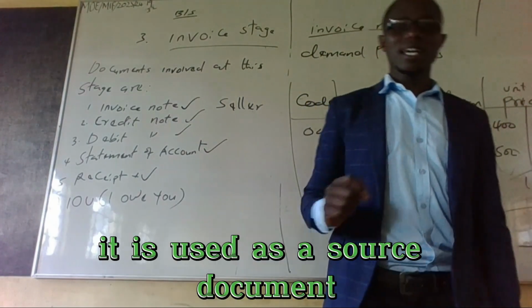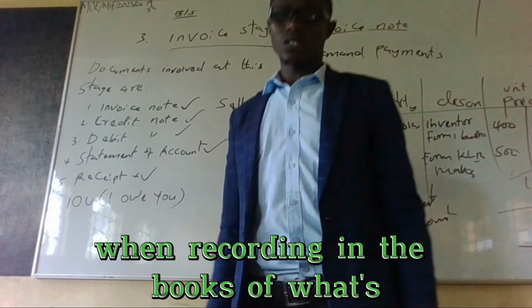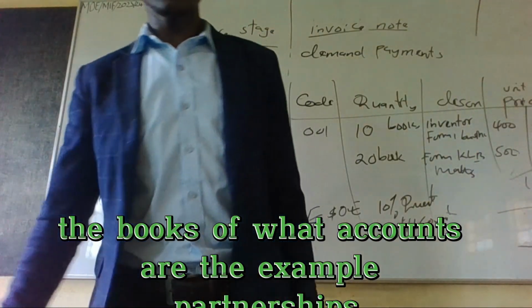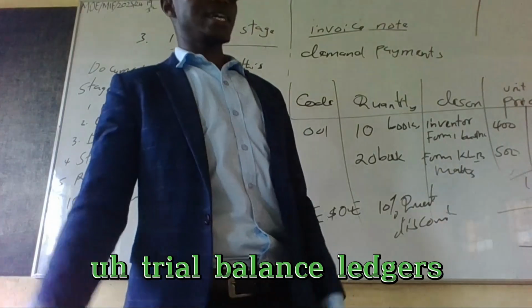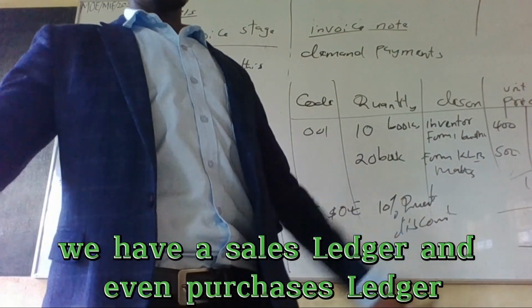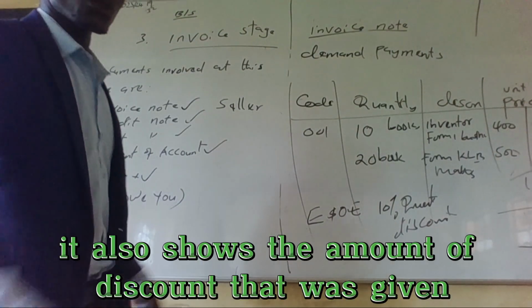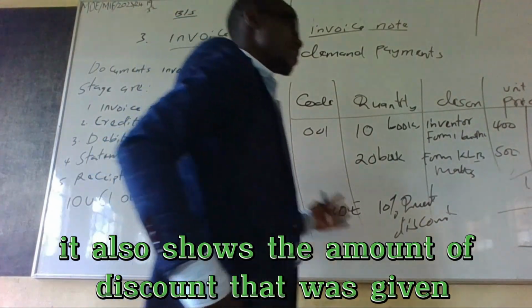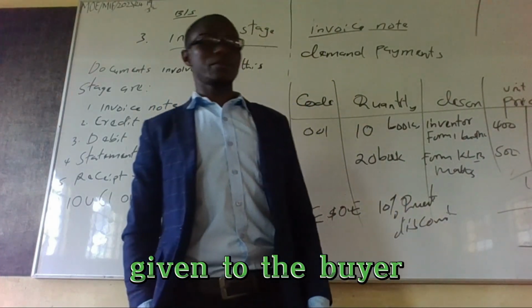And number three, it is used as a source document when recording in the books of account. The books of account are, for example, balance sheets, trial balance, ledgers. So we have the sales ledger and even the purchases ledger. It also shows the amount of discount that was given to the buyer.